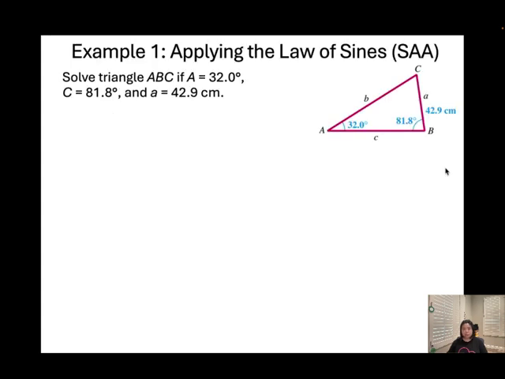Example 1. Applying the law of sines. This is the case with side angle, SAA. Okay, SAA, that's case 1. So we should be able to solve it using the law of sines. So we know the angle A equals 32 degrees, side a equals 42.9, and we know the angle B. So first, we want to figure out the side b here.